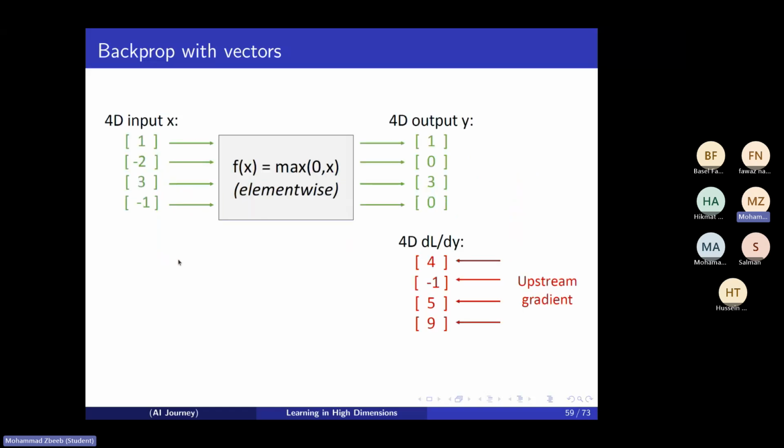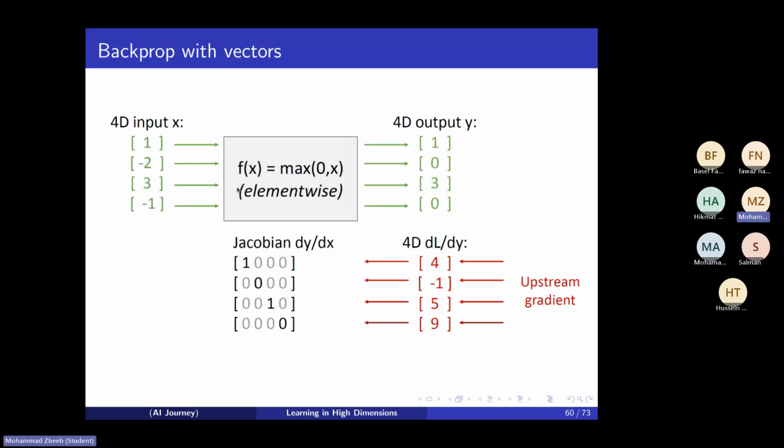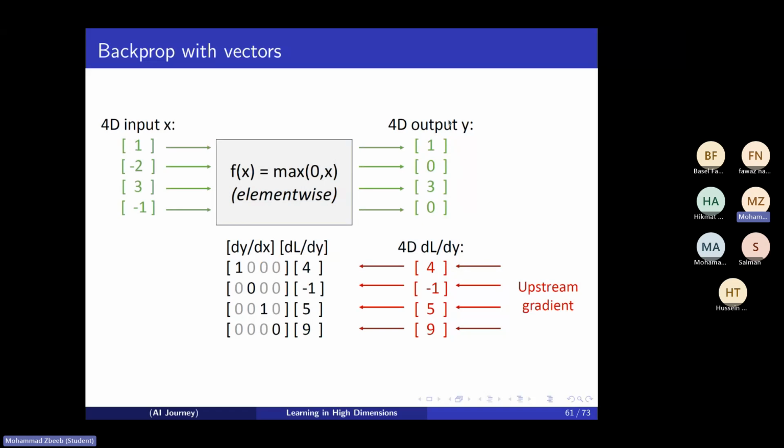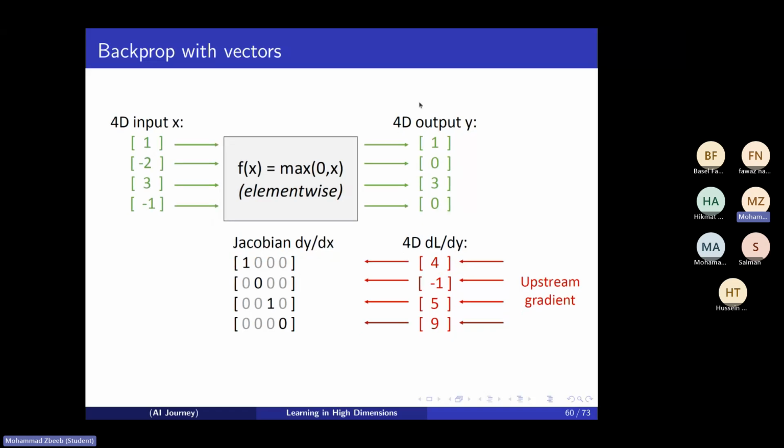Now I need to backpropagate, and I need something called the upstream gradient. Let's assume the upstream gradient is given to us, and it's by nature from the layers in front of me. And just throwing numbers right here, the upstream gradient is 4, -1, 5, and 9. Now let's calculate the dy by dx, which is the local gradient. What's the effect of x on every element in y?